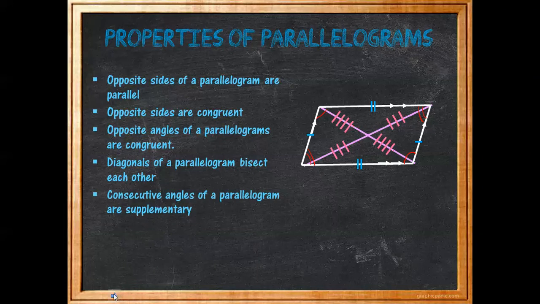Consecutive angles of a parallelogram are supplementary. That means if we had 1, 2, 3, and 4, that means 1 plus 2 equals 180, 2 plus 3 equals 180, 3 plus 4 equals 180, and 4 plus 1 equals 180. So if you add up any two angles that are right next to each other, they'll equal 180.